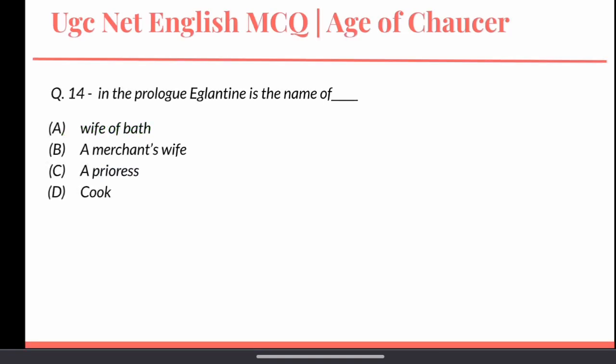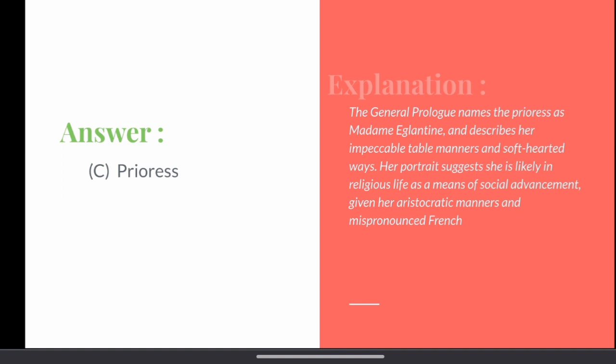Okay, in the prologue, Eglantine is the name of which character? Okay, Eglantine is the name of which character? Option A, wife of Bath, option B, merchant's wife, option C, Prioress, or option D, Cook. Okay, the right answer for this question is option C, the Prioress.